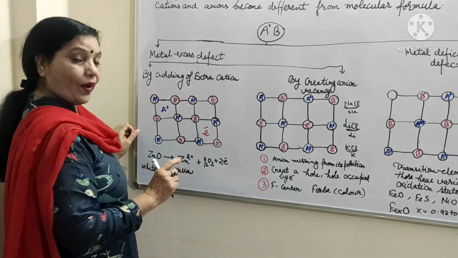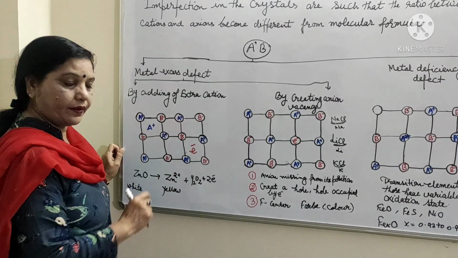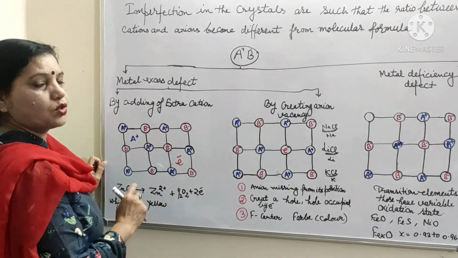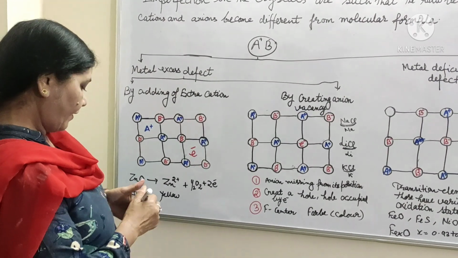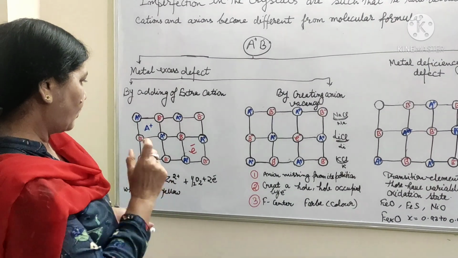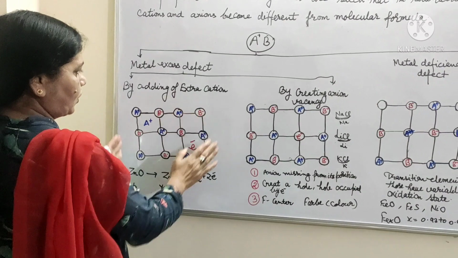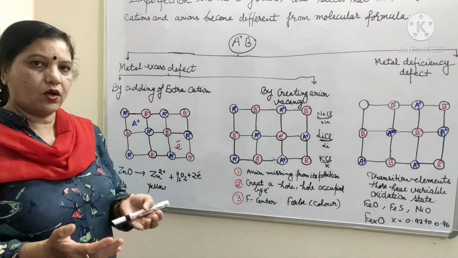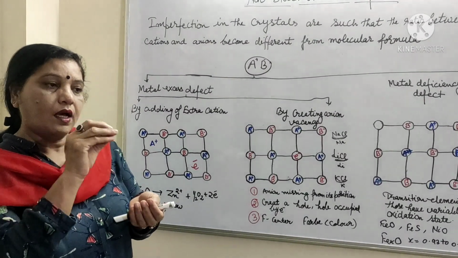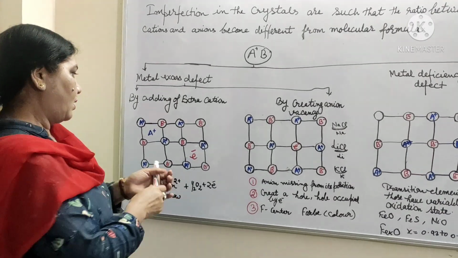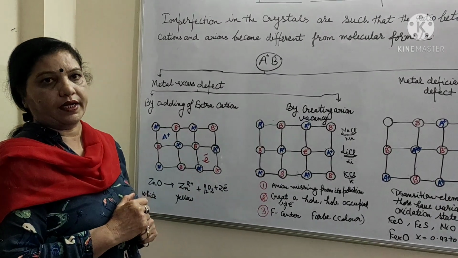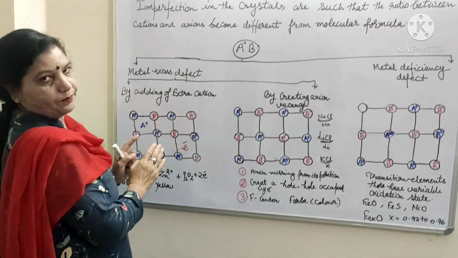Example: when ZnO, zinc oxide, is heated, it converts into zinc ion and releases oxygen gas and 2 electrons. So when zinc oxide is heated, it gives zinc ions and 2 electrons. So when the zinc oxide crystal is heated, some zinc converts into zinc ions and these zinc ions enter into the crystal lattice. Look here, and these electrons also enter in the interstitial site. So electrical neutrality is maintained in this crystal.